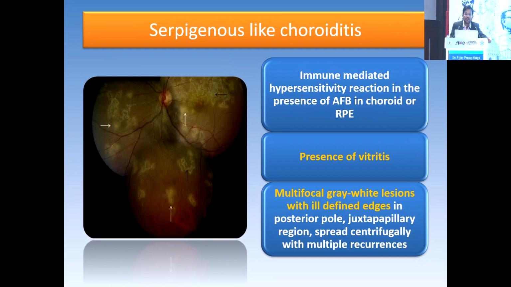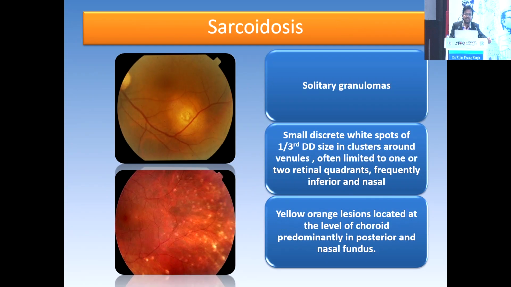Active lesions are usually found at the border of inactive lesions and appear in an interlocking polygonal pattern that spreads out to the periphery. Again, serpiginous-like choroiditis, how to differentiate it from serpiginous choroiditis? The element of vitritis is present in the patients of serpiginous-like choroiditis. It is thought to be an immune-mediated hypersensitivity reaction in the presence of acid-fast bacilli in the choroid or RPE, and the lesions are almost similar to serpiginous choroiditis.